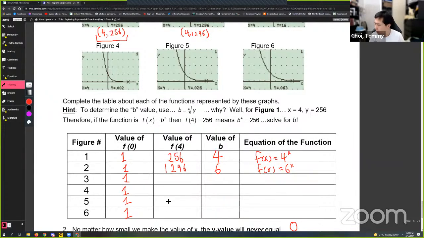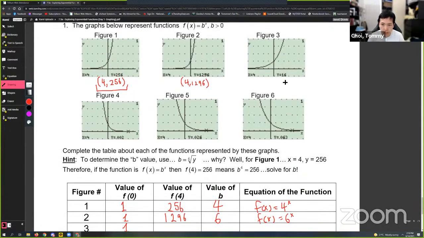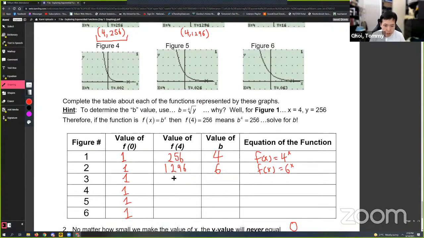There's not much else I can really say about this table. You go through each one. For figure 3, y is 16 at x equals 4, and 2 to the power of 4 gives me 16. So the base is 2, and my function would be f of x is equal to 2 to the power of x. And continuing onwards there.